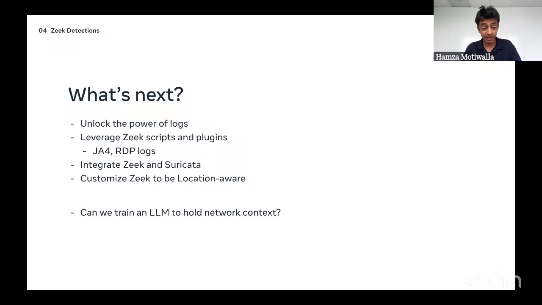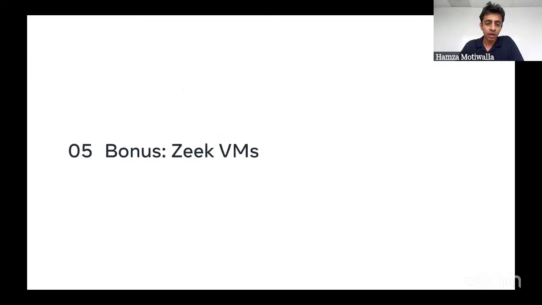And most recently, I've been asked a question, and I've asked my teammates as well: let's leverage AI. Let's leverage the new hotness. Can we actually get an LLM to hold network context? If you show an LLM our enriched Zeek logs, what would the LLM say? Can it give us insights? But yeah, that's pretty much Zeek at Meta. This is how we're using Zeek to protect our enterprise network.